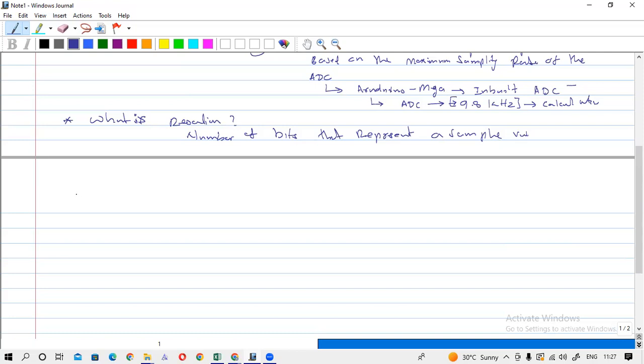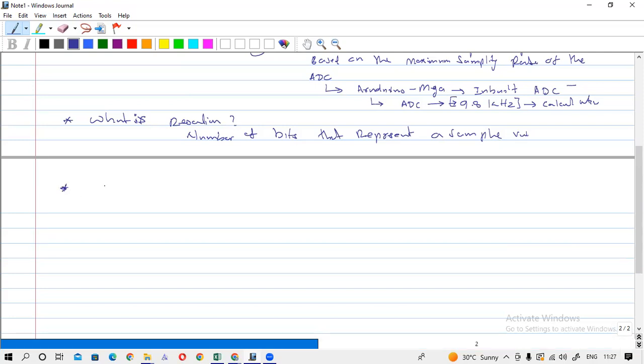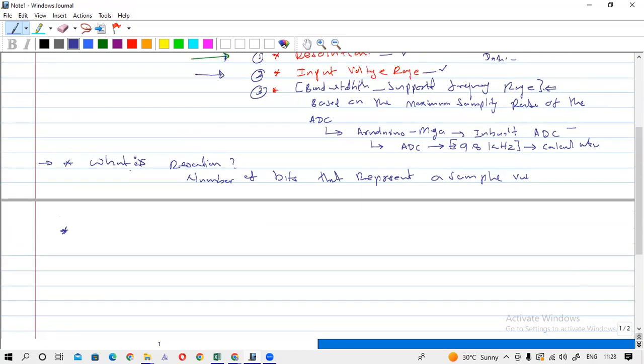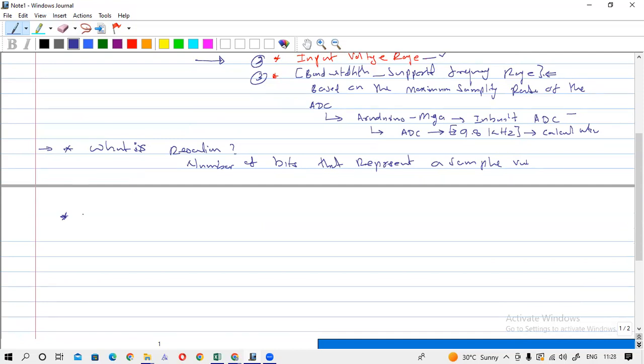That is the sample value, and other parameters. Please go through that lecture, I'm not going to explain it further. Just understand it: the number of bits that represent a sample value, that represents a voltage. That is enough. Actually, before this one you have to go through that lecture very well, so you can understand this stuff very well. Anyway, we will try to do this.